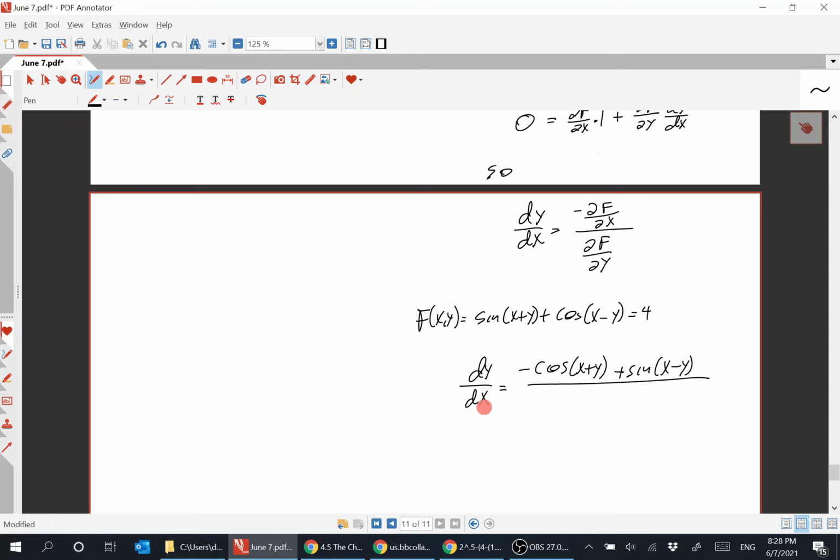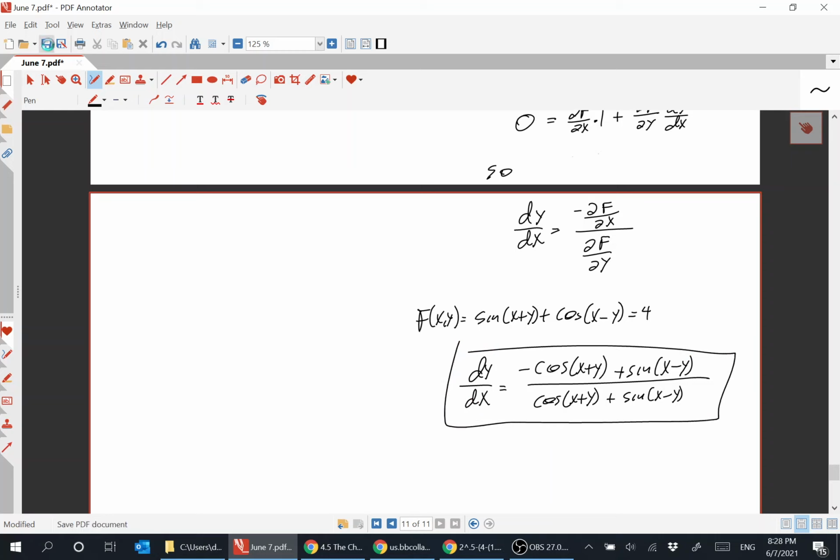Over the partial of f with respect to y. So this is cosine(x+y) times the derivative of the inside with respect to y, which is just 1. And then minus sine(x-y) times the derivative of the inside with respect to y, which is negative 1. So that just becomes plus. So there it is. It's really elegant. This implicit differentiation thing now.